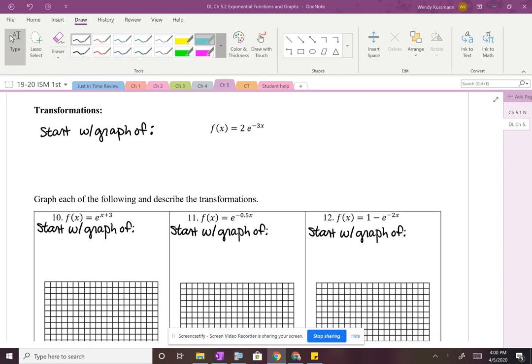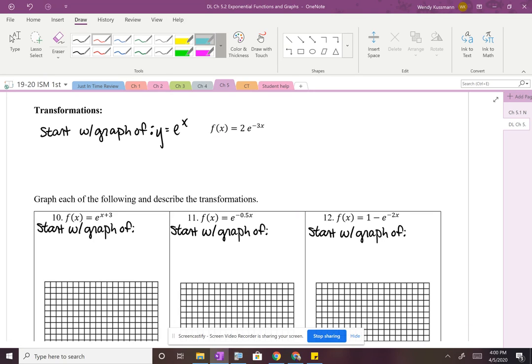Last portion of Euler's number, we're going to look at transformations of the graph e to the x. Same thing as what we did in video 2. Your base graph is e to the x. That's our base graph for all of these. We're starting with y equals e to the x, and then we're going to transform them. This specific one has 3 different transformations.